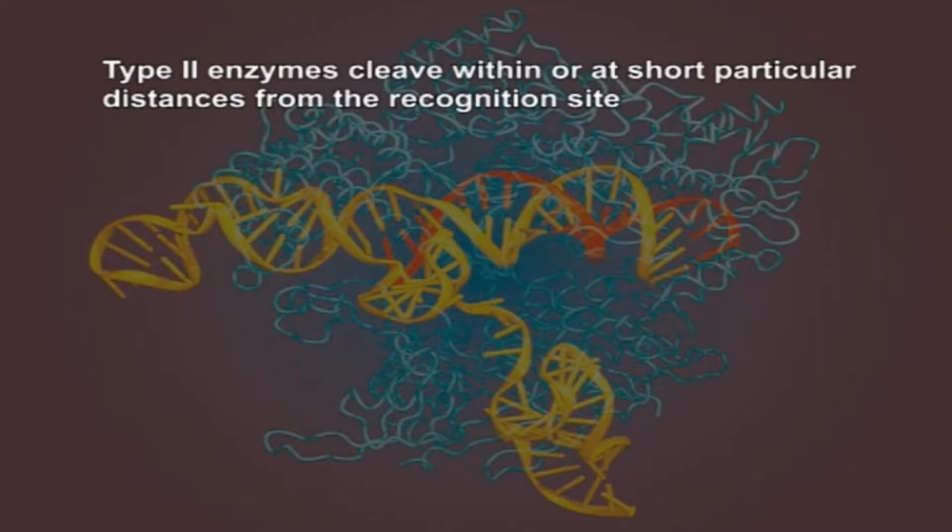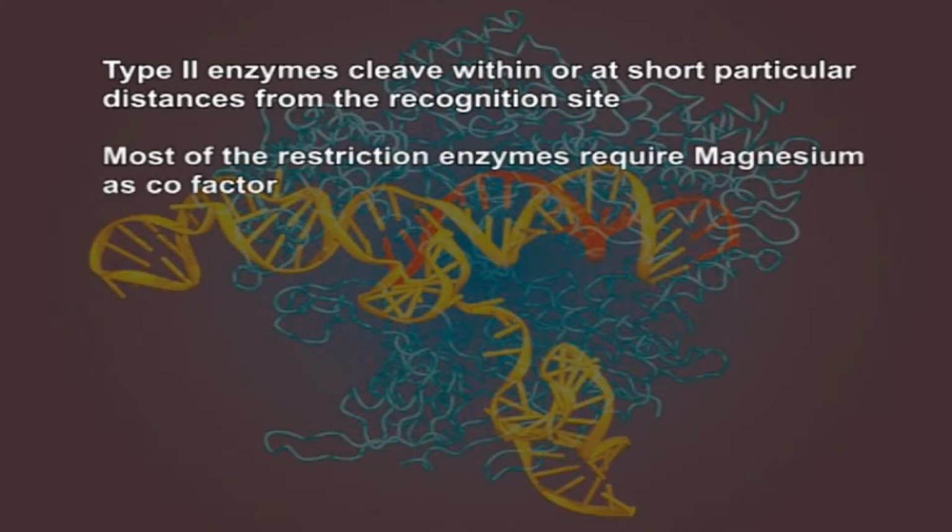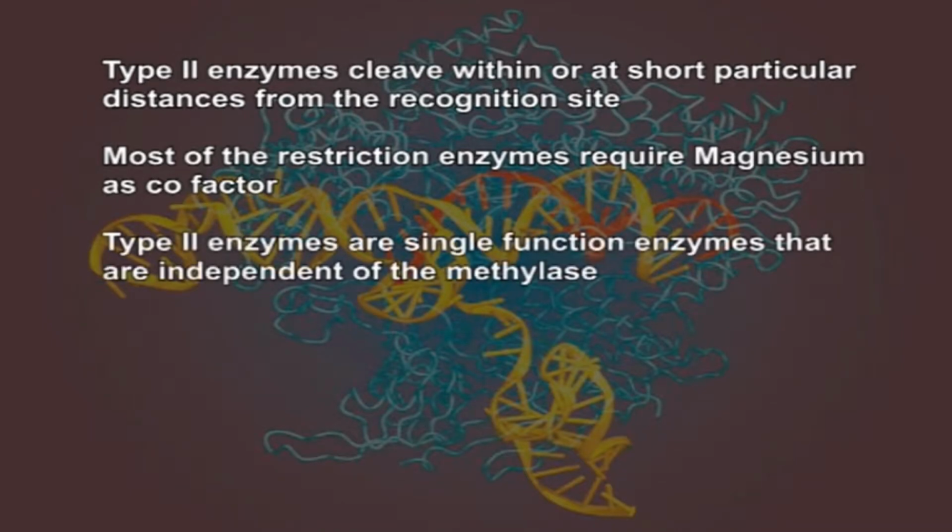Type 2 enzymes cleave within or at short specific distances from the recognition site. Most of the restriction enzymes require magnesium as a cofactor. Type 2 enzymes are single function enzymes that are independent of the methylase.